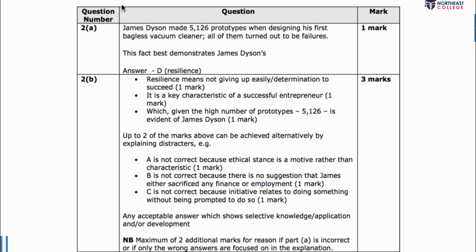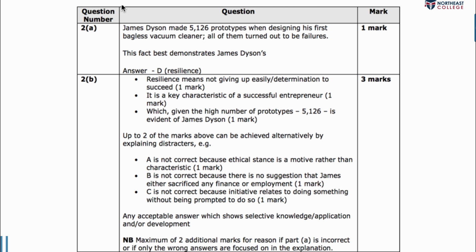The fact that you chose it, but you did not explain it further. So for that first mark, you're defining it, which comes under the knowledge area there. Then it is a key characteristic of a successful entrepreneur.